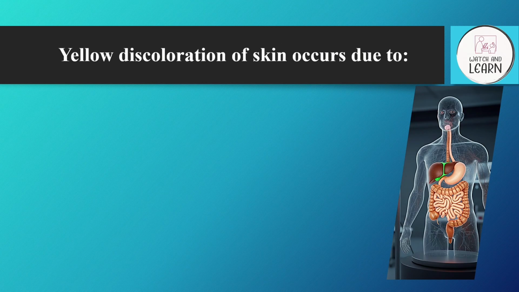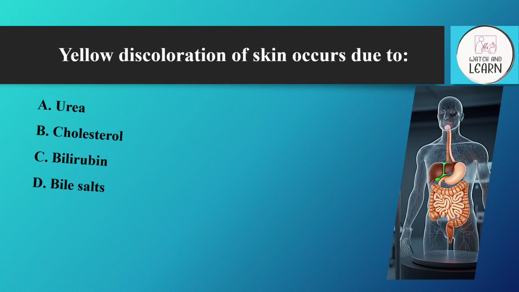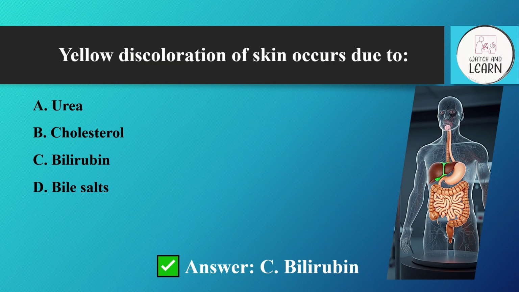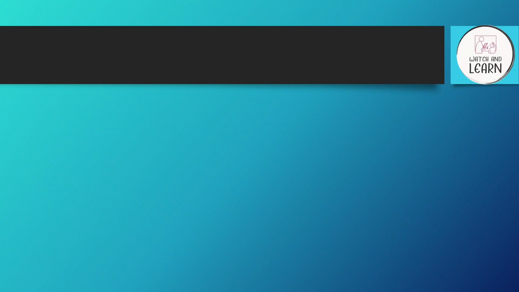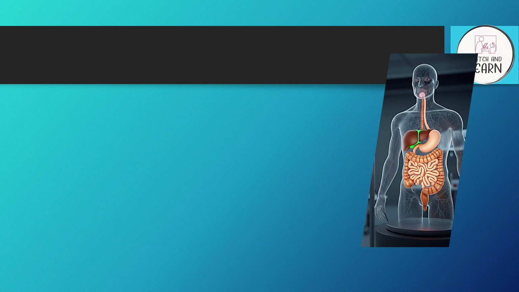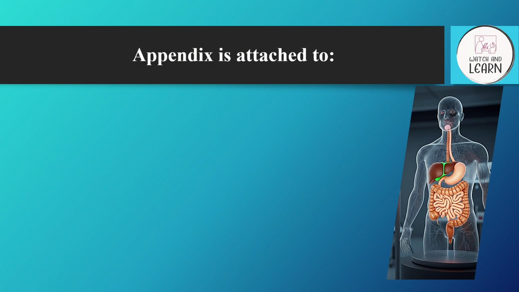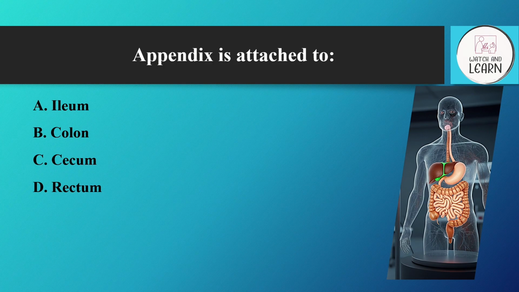Yellow discoloration of skin occurs due to. These are the options, and the right answer is answer C, bilirubin. Appendix is attached to. These are the options, and the right answer is answer C, cecum.